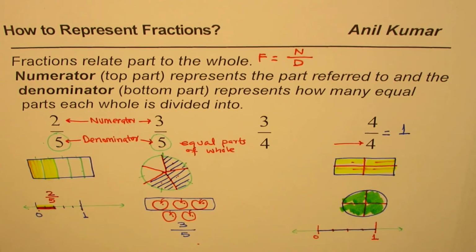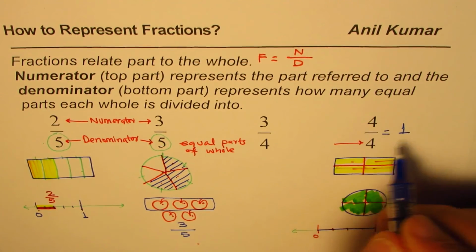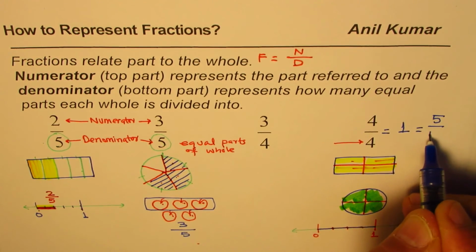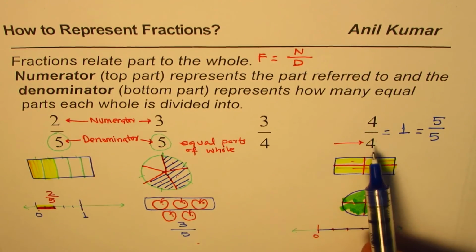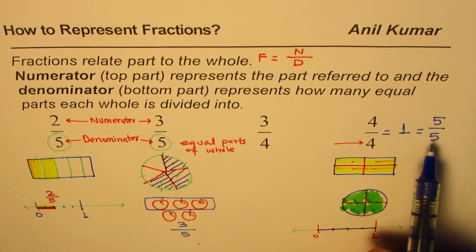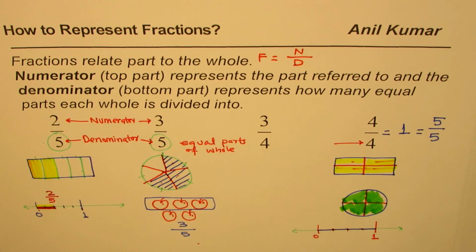Now the question for you is, can this 4/4 be equal to 5 over 5? That is the question. Is 4 over 4 equal to 5 over 5? Well, show it using one of these examples. That's the question for you. I hope you find it very interesting.